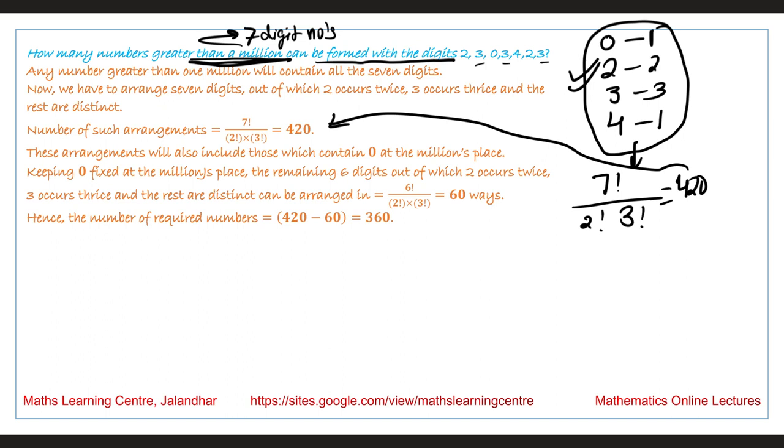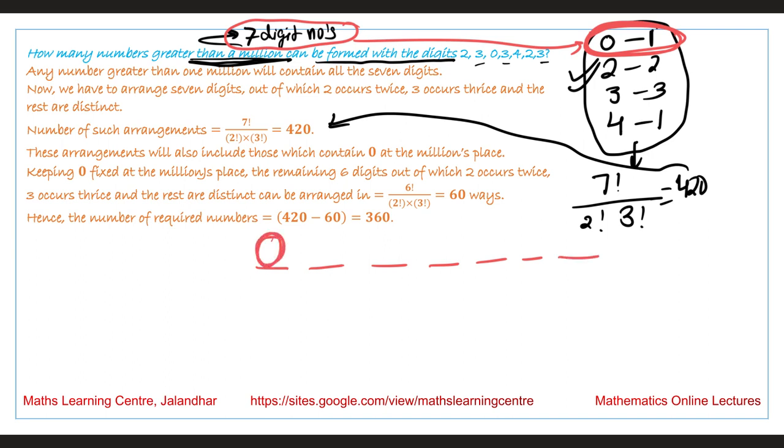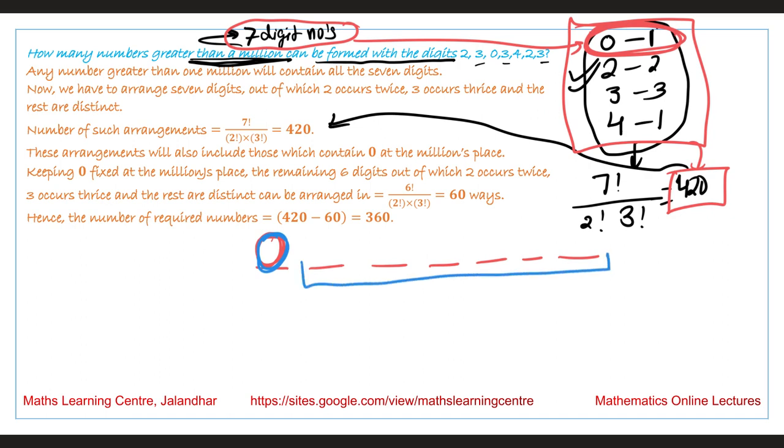But for 7-digit numbers, the first digit cannot be 0. So for a 7-digit number, if we fix 0 at the first position, the total arrangements with these 7 digits is 420. Now if we fix 0 at this point, the number of digits we are left with is 6, out of which we have two 2s and three 3s.